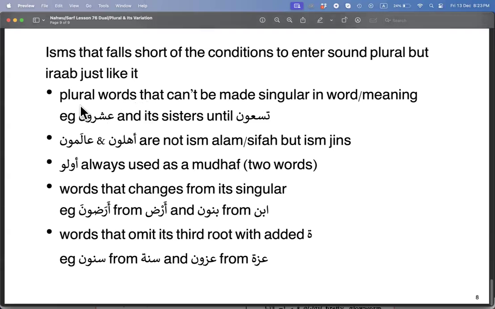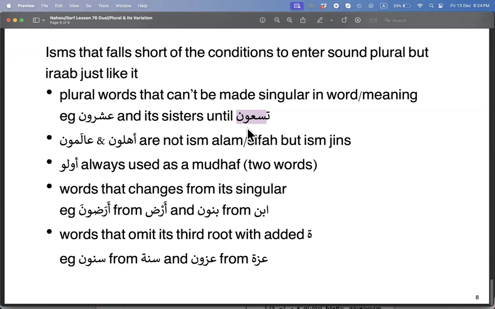So what kind of words? Plural words that cannot be made singular in word or in meaning. So, for example, ishrun. What does ishrun mean, Sister Binita? Ishrun is 20. Yes. So ishrun and its sisters, until what? Tis'un. Tis'un is 90. Exactly. So ishrun, thalathun, arba'un, khamsun, right? All the way until tis'un, all these words have una, ina ending.